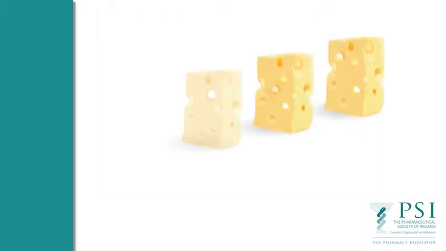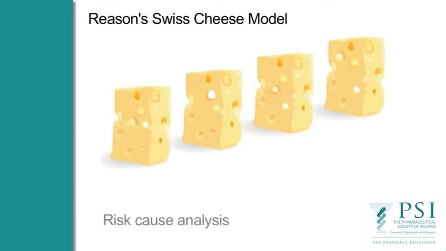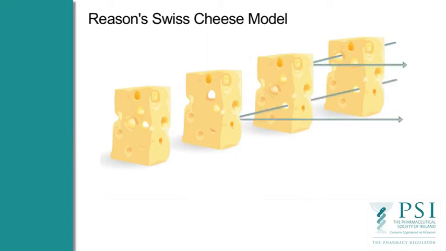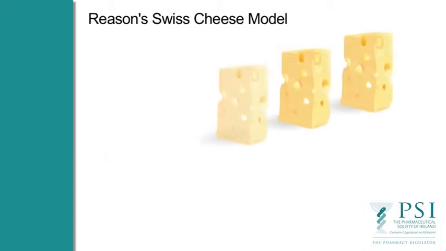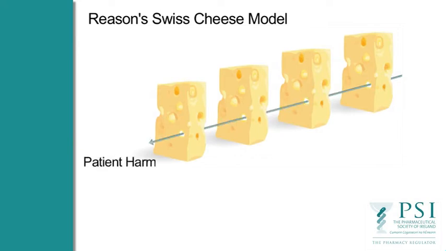Reason's Swiss cheese model is a particular method of illustrating risk-cause analysis and is a useful way for superintendent pharmacists to reflect on error management within their practice. The holes in the Swiss cheese represent the weaknesses within our pharmacy systems or standards of practice, and they vary in size and position. When these individual weaknesses align, an error can occur, resulting in harm to a patient.